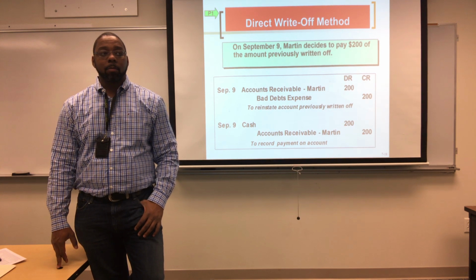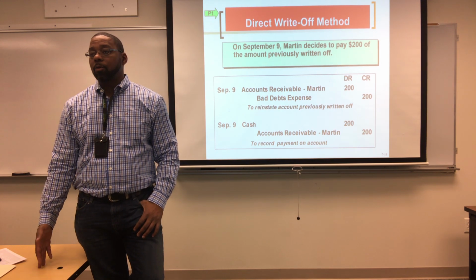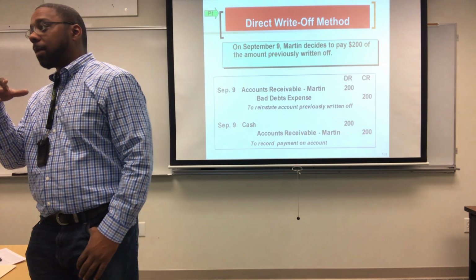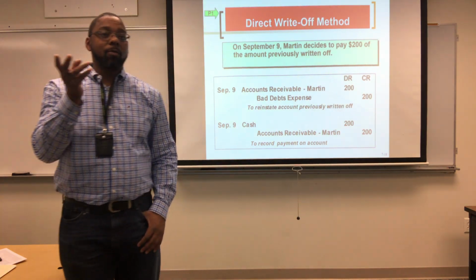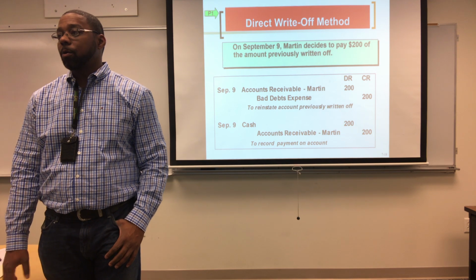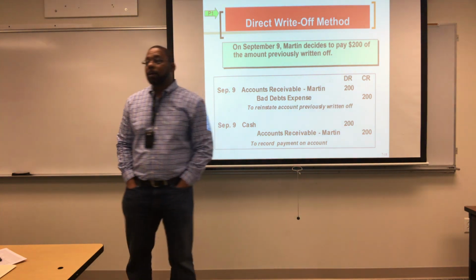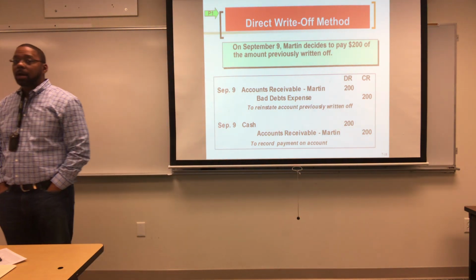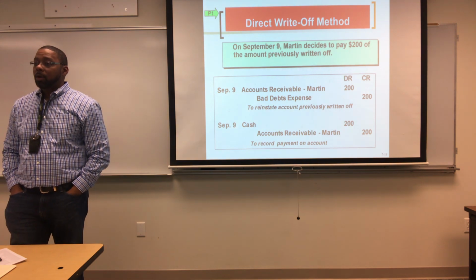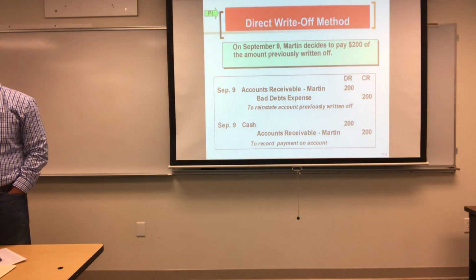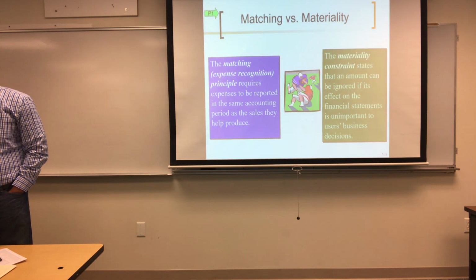Questions? This is very simple. So when an individual comes and says they can't pay, we'll debit bad debt expense, credit their accounts receivable for what they cannot pay. And then if later on they come back and they do pay, we'll reconstitute their account by debiting accounts receivable, crediting bad debt expense, and then we'll take their cash, debit their cash, credit their accounts receivable. That's it. That's all you're going to do for direct method.